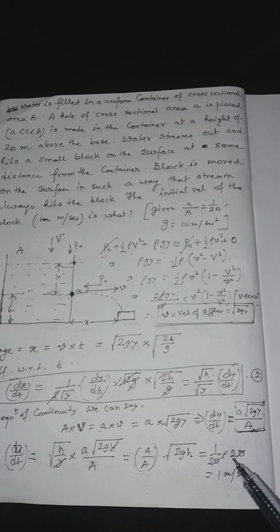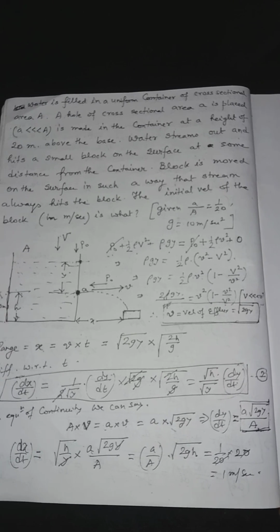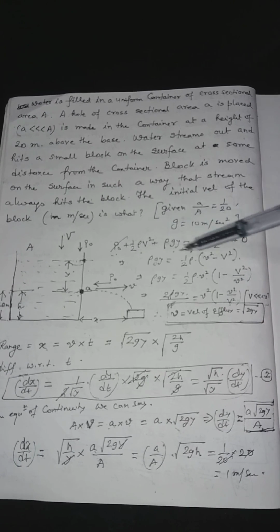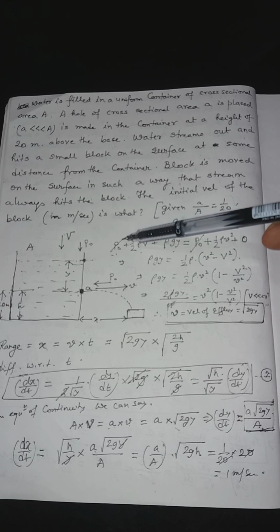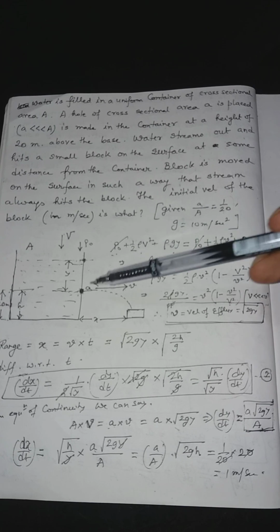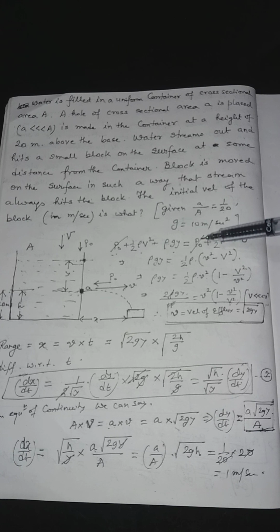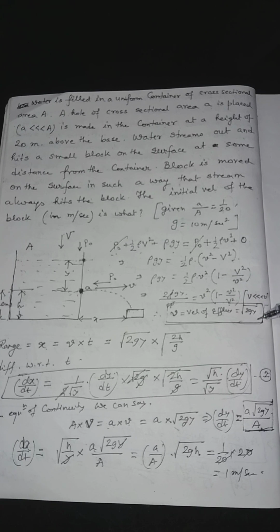So what are the things we have done in this problem? If you just see, you will be able to understand how we have solved this problem of Bernoulli's equations. First we used the Bernoulli's equation for those two points, and we estimated all the energy heads, that is the pressure energy head, kinetic energy head and potential energy head. From this we found the velocity of efflux, that is root over 2gy.